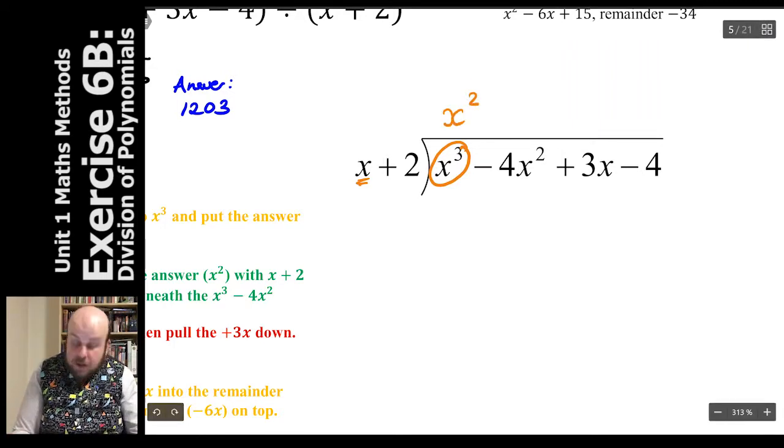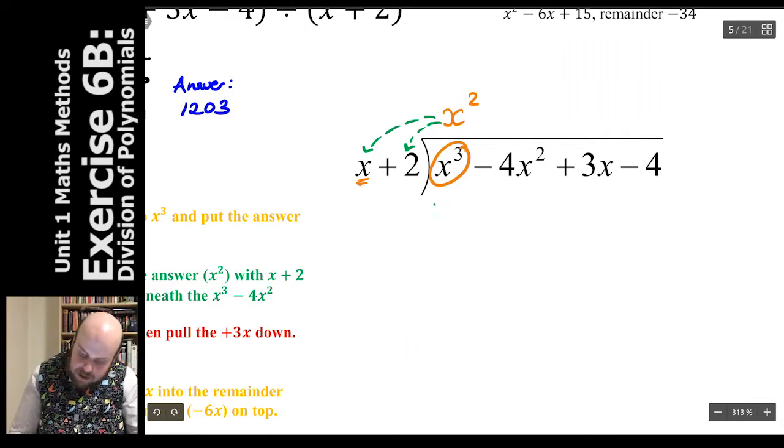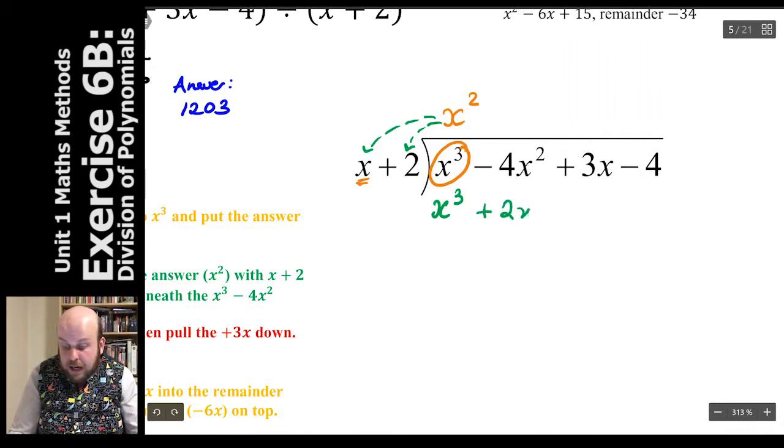So then I'm going to multiply that by both of these terms down here. x squared times x is x cubed. x squared times positive 2 gets me positive 2x squared.